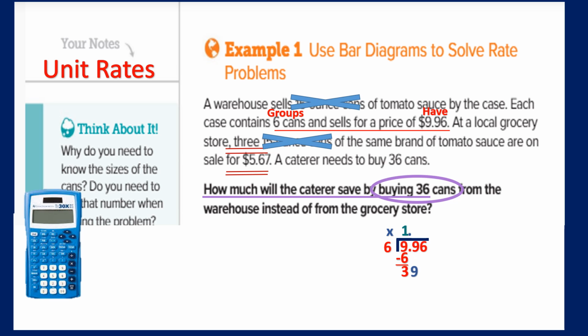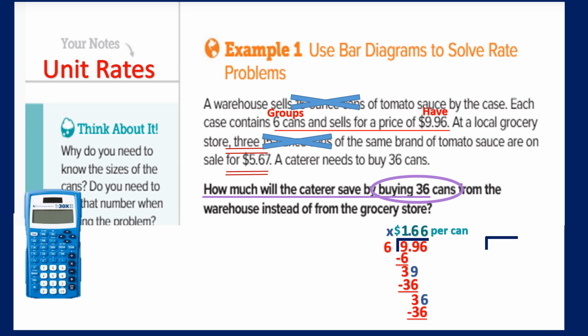Will 6 go into 39? It sure will. How many times? Well, you can take 39 divided by 6, and you're going to get 6 point stuff. We're going to ignore the stuff and use the 6. 6 times 6 is 36. I have 3 left over. Bring down my 6. Oh, and as we just said, 6 goes into 36 6 times, because 6 times 6 is 36. So if I buy them in groups of 6 cans and they're $9.96 for the grouping, then I know that I spent $1.66 per can.